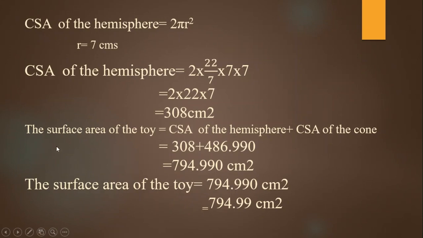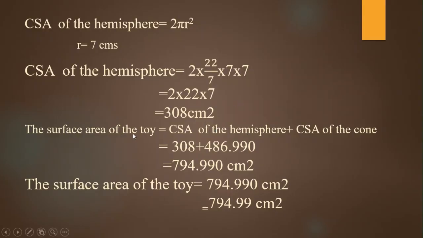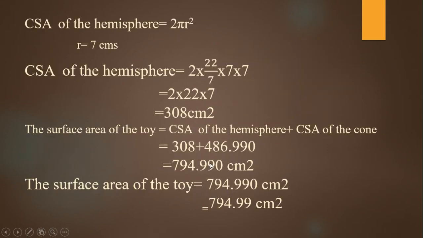Just adding both of them, we will get the surface area of the toy. It is clear now? When we add the curved surface area of the cone and the curved surface area of the hemisphere, we can easily find the total surface area of the toy. So the surface area of the toy is equal to the curved surface area of the hemisphere plus the curved surface area of the cone. The curved surface area of the hemisphere is 308 square centimeters and the curved surface area of the cone is 486.990 square centimeters. We have added them. Finally, how much did we get? 794.990, which is nothing but 794.99 square centimeters.